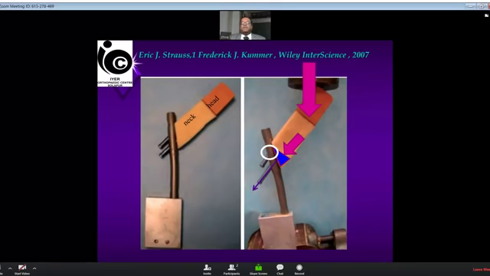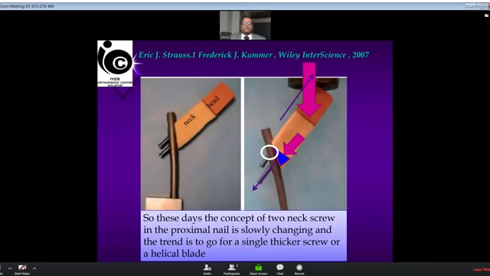That leads to jamming of the superior screw within the nail, and this jamming gradually causes the superior screw to walk inside, or every walking movement or even the muscle contraction, the superior screw goes inside and the inferior screw comes out, leading to the Z effect. That is in this fashion. So in the paper, he advocated that the concept of two screw system nowadays in the proximal nail is completely changing, and the trend is to go for single screw or thicker screw or a helical blade to avoid this Z phenomenon with a two screw system.